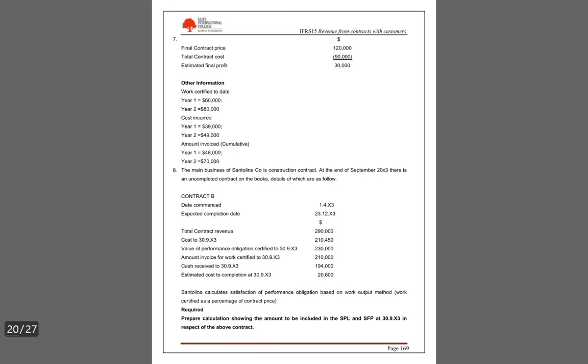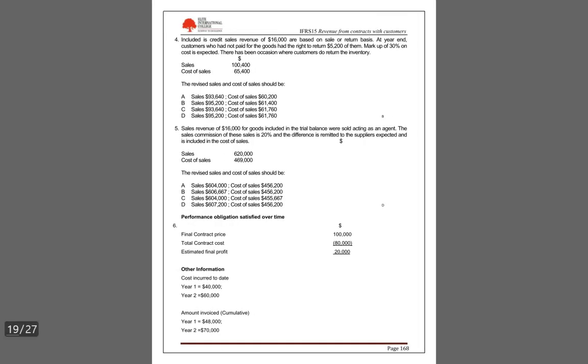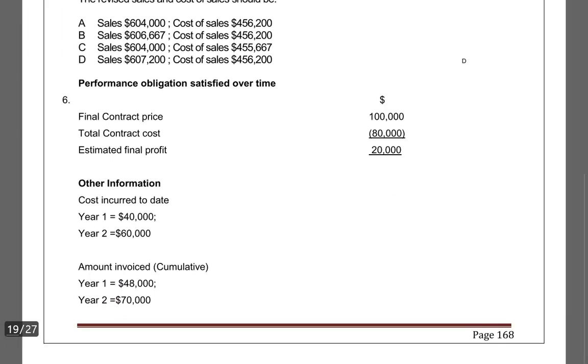Question 6, page 168. So the final contract price is 100,000. The total contract cost is 80. So estimated final profit is 20,000. So this contract here we sign, and this is the profit. We call this the contract price, the contract cost, and the estimated profit.